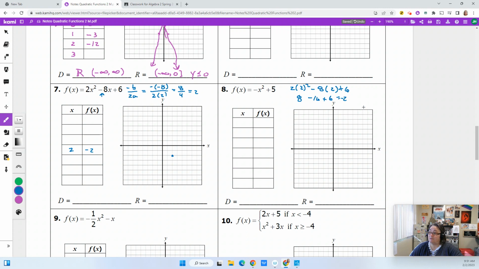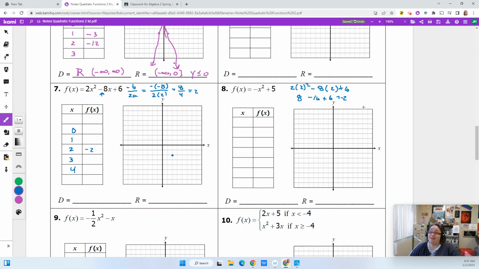That axis of symmetry would be right up and down here. I want to pick points around it. So I'm going to put in 1 and 0. And then here I'm going to put in 3 and 4. And I just picked points around that axis of symmetry. And when I go to plug it in, I'm going to go up here because they're easier.